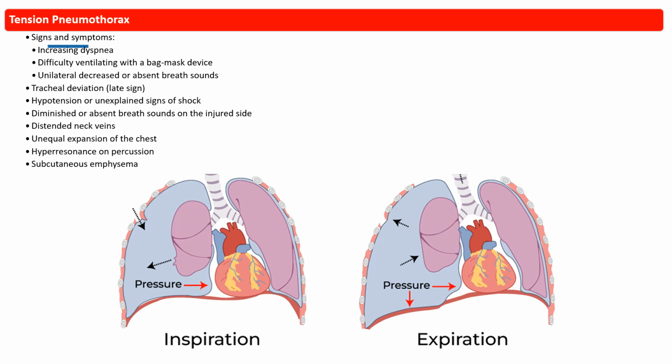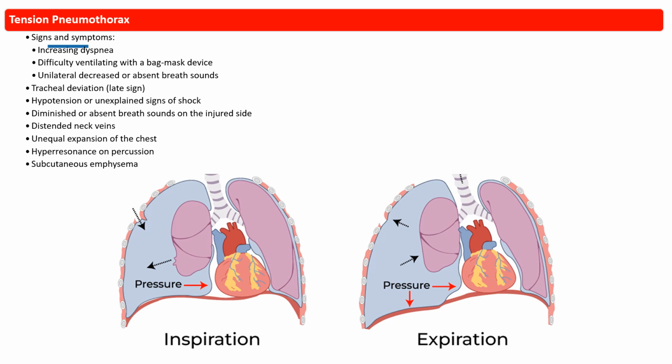Distended neck veins: because there's so much pressure building up in the chest, blood flow is not coming back down into the thoracic cavity, and so we start building up jugular vein distension, or JVD. Unequal expansion of the chest is a little more obvious in peds, but still pretty obvious in adults. You can get hyperresonance on percussion.